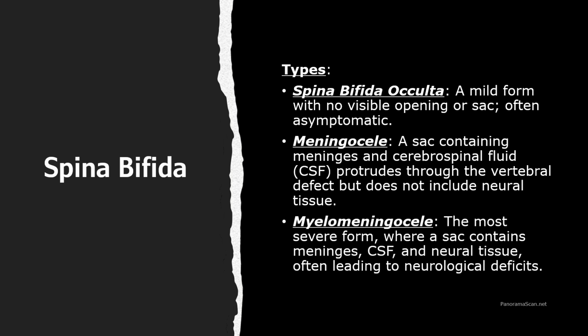Myelomeningocele is the most severe form of spina bifida. In myelomeningocele, the sac contains meninges, cerebrospinal fluid, and neural tissues. This type is associated with significant neurological deficits, which can include paralysis, loss of sensation, and other complications, depending on the location and extent of the defect. The severity of neurological impairment typically correlates with the location and size of the defect.